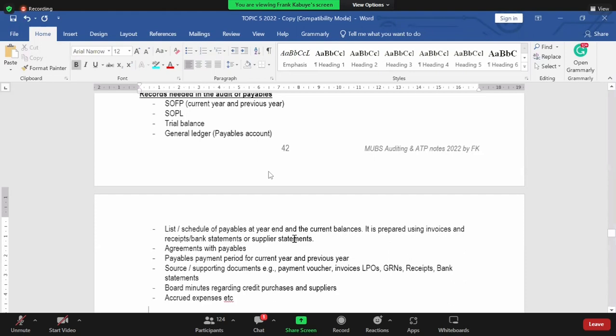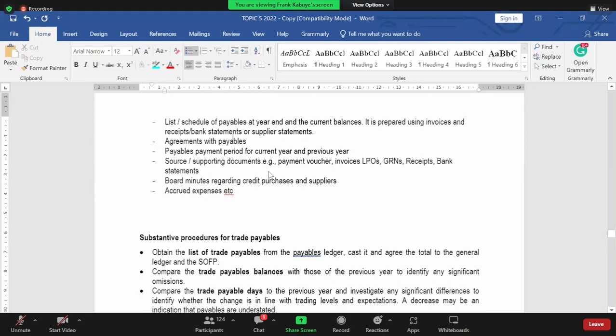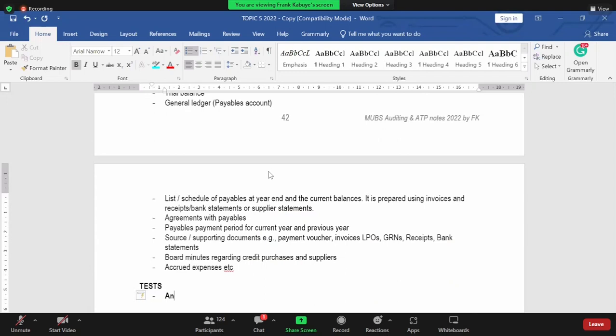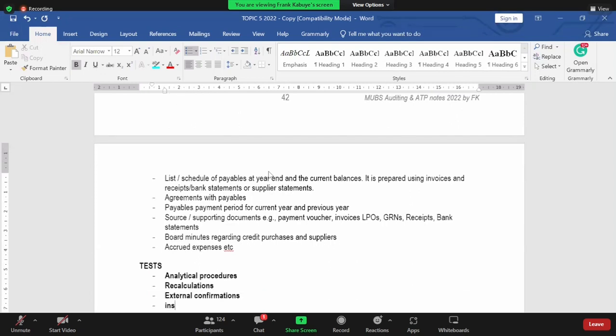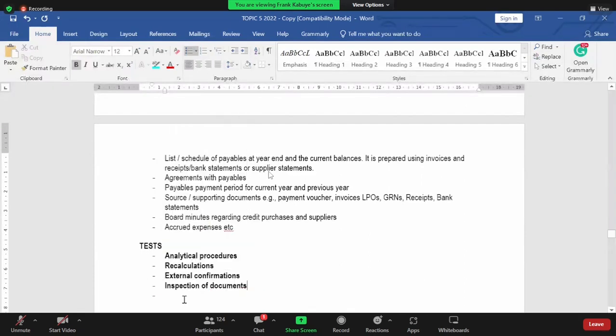So how do we do it? The tests: we have analytic measures, we shall have questions, we shall have external confirmations, we shall have inspection of documents. Those documents are listed there. We shall have inquiries, any other. We can have recomputations, etc.